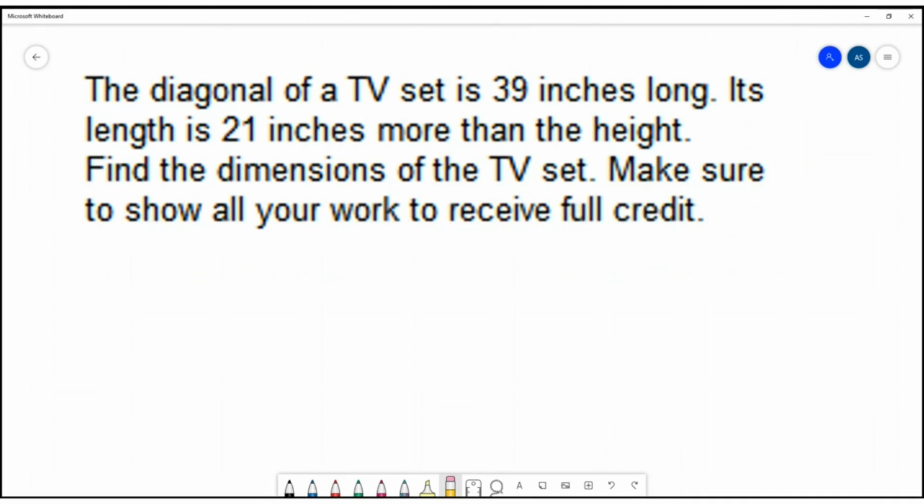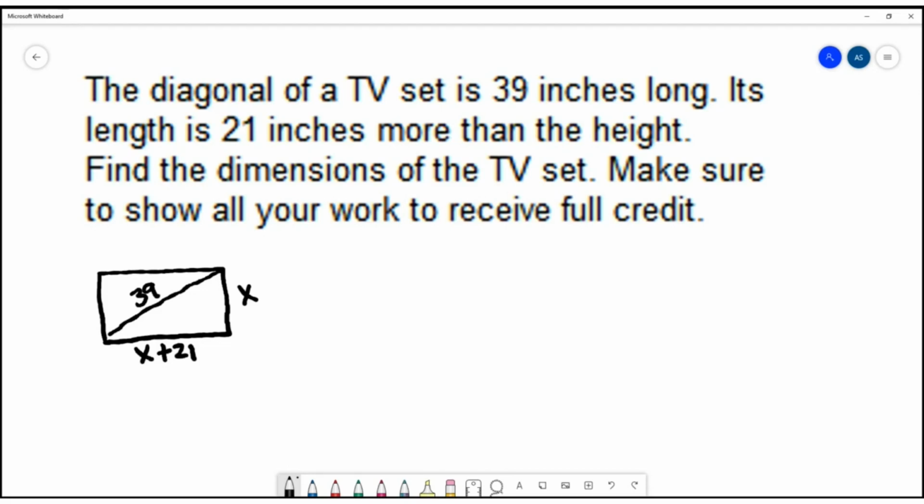So on this question, let's draw the picture of the TV set. A TV set is usually rectangular. And it says that the diagonal, from corner to corner, is 39 inches long, and the length is 21 inches more than the height. So we're going to say the height is x, and the length is 21 inches longer than that. That's x plus 21.